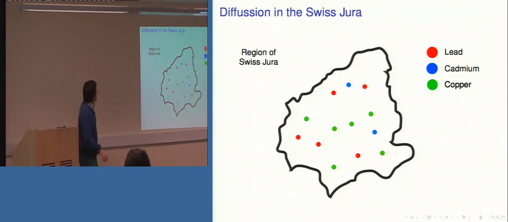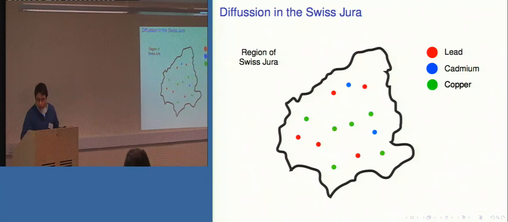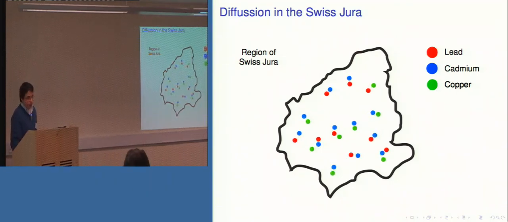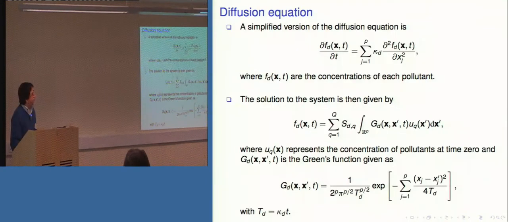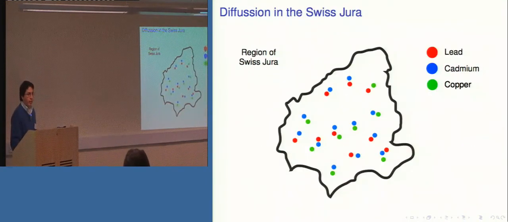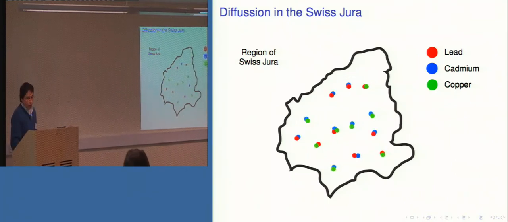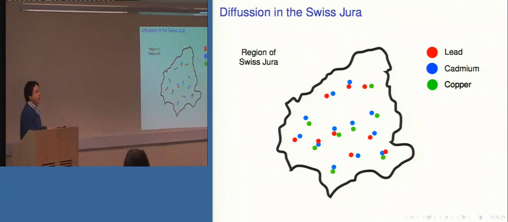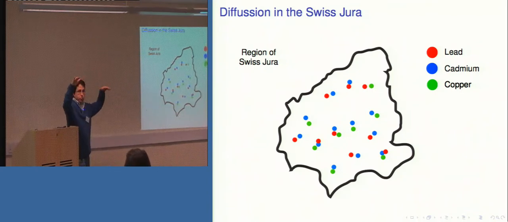So this is a region of the Swiss Jura, and a long time ago there was a lot of mining activity there, and some pollutant metals spread all over the place. So what we want to do now is to explain some measurements, some concentration of these pollutant metals. And for that we are going to assume that the data we see now is the result of diffusion processes. So at some point the metals were concentrated in these locations and they started to diffuse over the region. That's, let's say, what we think is going on. And the data we have now is like a snapshot of that process.